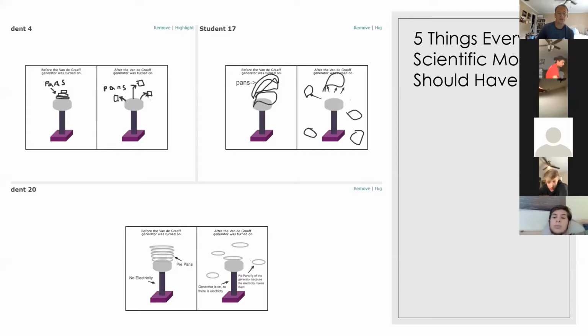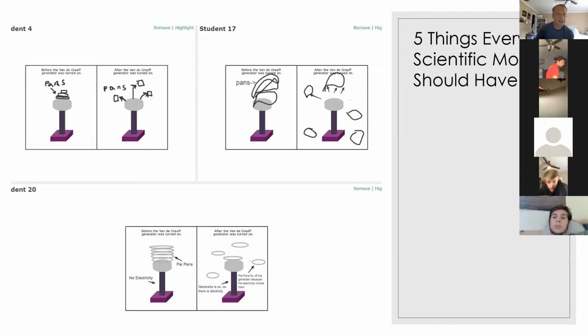So there's two things you guys should know at this point. The first thing we went over was 5 things every scientific model should have. And we did it with this Van de Graaff generator pie pan experiment. Okay, so can you guys all see that screen? Yeah. Okay. So from the reading and from this, there were 5 things every model should have.